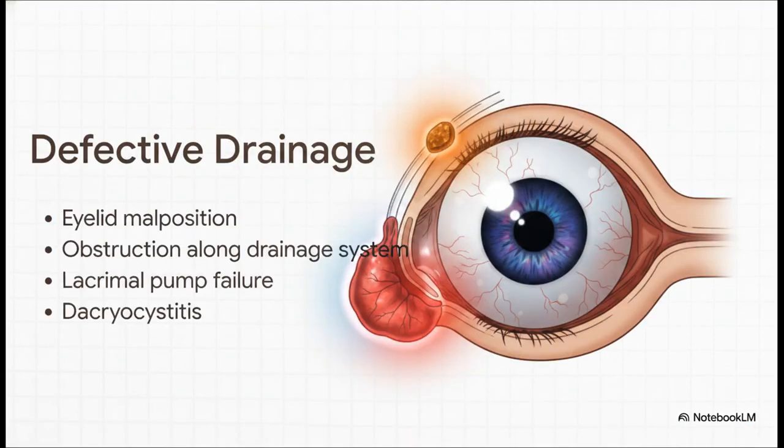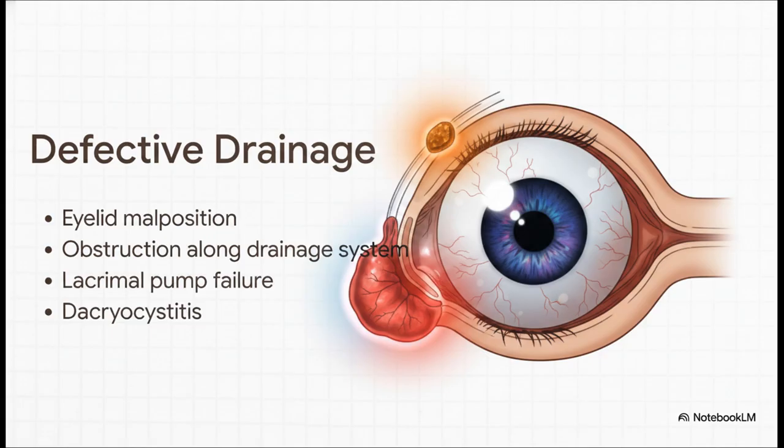Conversely, what if tear production is perfectly normal, but the patient still has epiphora? Well, that points to defective drainage. The physical pipes might literally be blocked by a stone or a tumor. Or maybe the eyelid is sagging outwards, pulling the puncta away from the tears, a condition we call ectropion. You could also have a lacrimal pump failure.